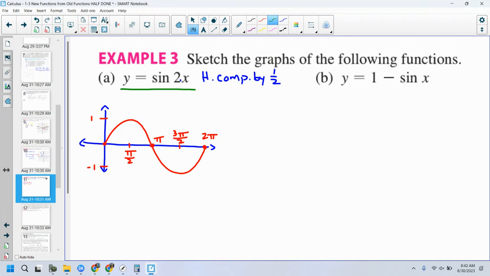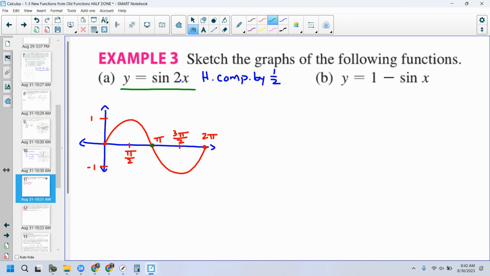on time. All right. So horizontal compression by a factor of 1/2. Okay, my full length of my cycle was 2 pi. So what does it turn into now? If it was 2 pi and I multiply by 1/2, what's it turn into? Pi, right? So now here is my endpoint. It still goes -1 to +1, though, right? I haven't changed my amplitude. That doesn't change. I don't change my y values.